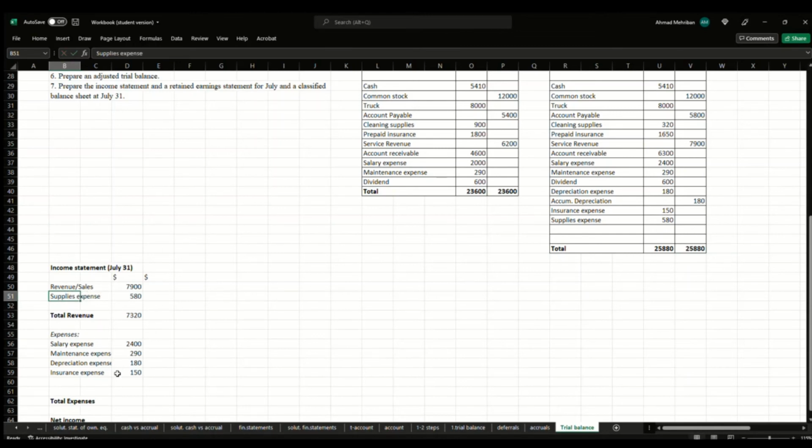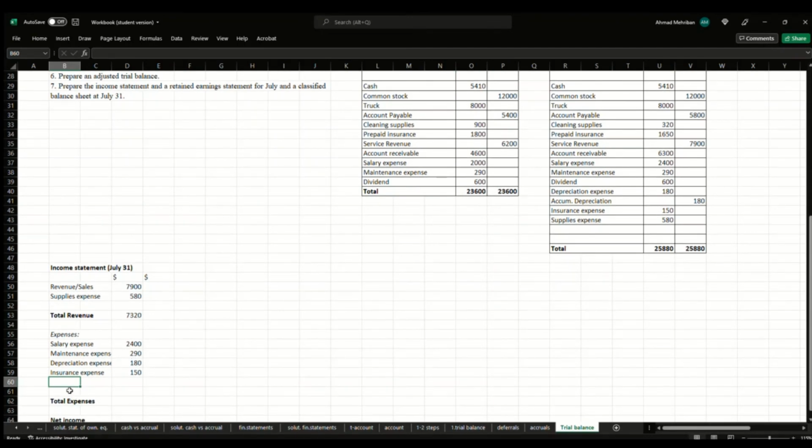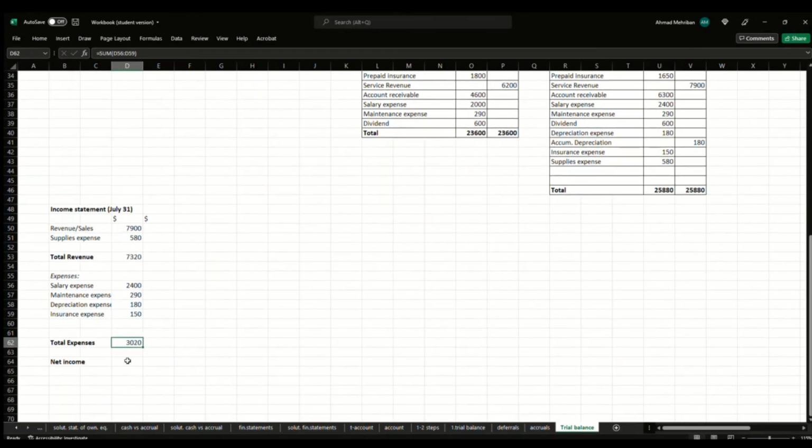Okay, the cost of goods sold basically. What else? Did I forget something else? No, it seems that I have added all up. These are the total expenses that we have incurred this specific month. So I summarize them and I come up with an amount which is 3,020. Now net income will be total revenue minus total expenses, which is 4,300.